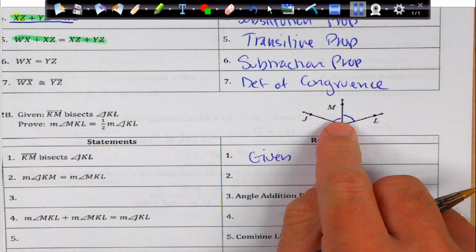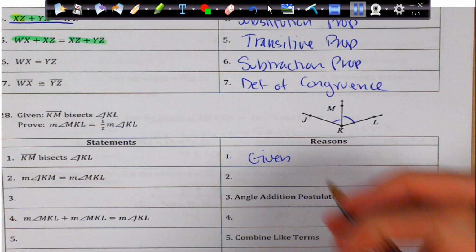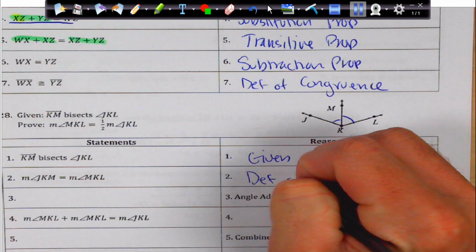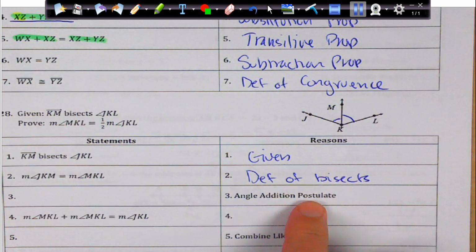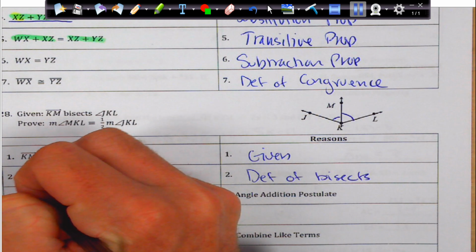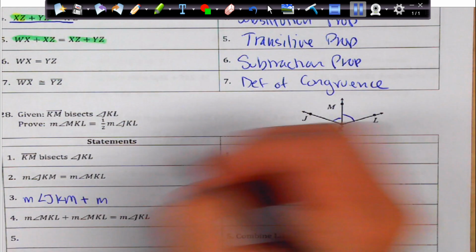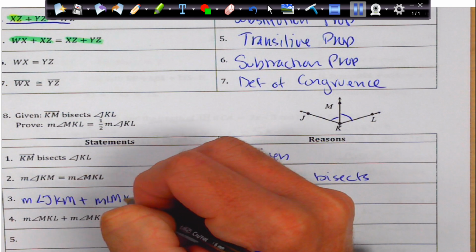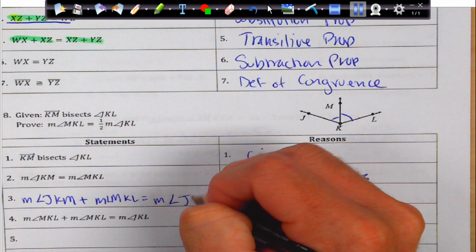Now I'm showing that these 2 angles were congruent. How do I know that's true? Well, it was the word bisect that told me that, so it's the definition of bisects that tells me they're congruent. Now, angle addition postulate, I knew this was going to come up, so I'm going to do JKM. So the measure of JKM plus the measure of MKL should equal the whole thing, which is the measure of JKL.